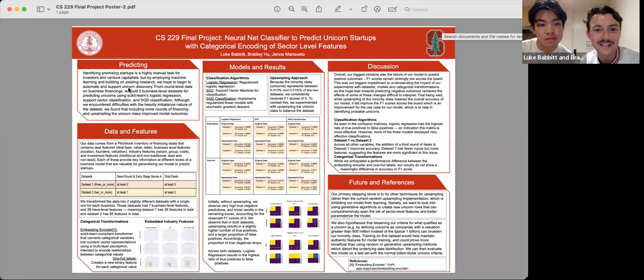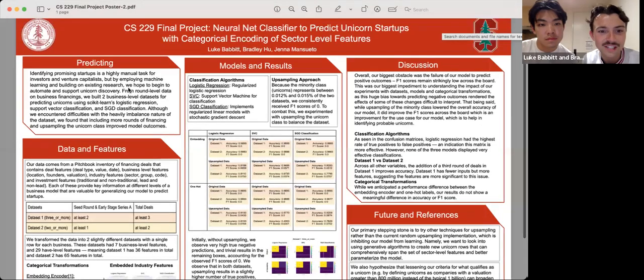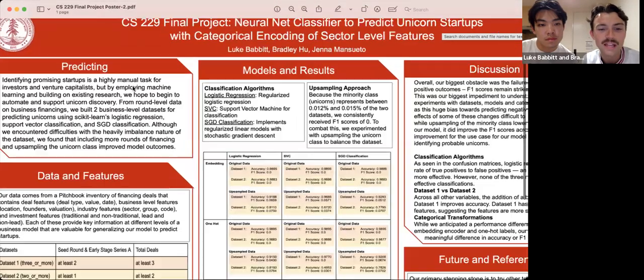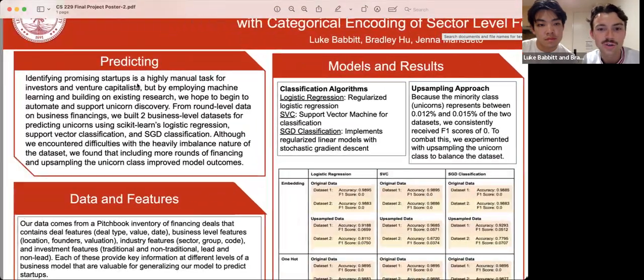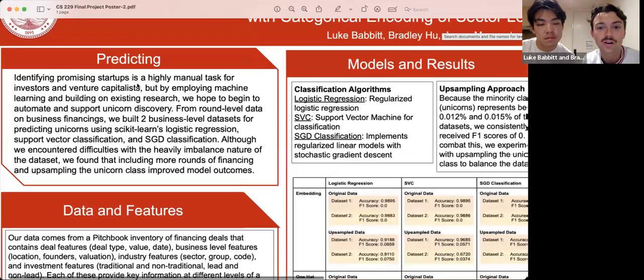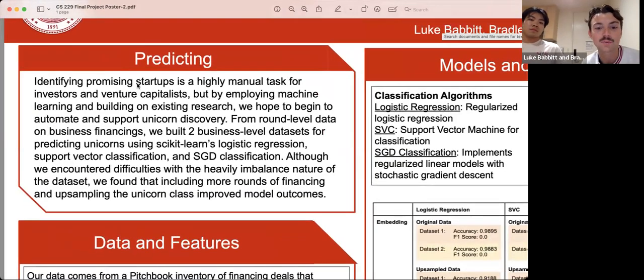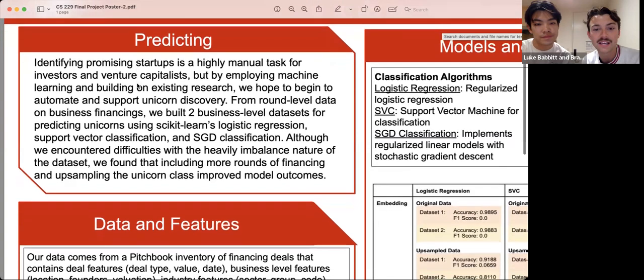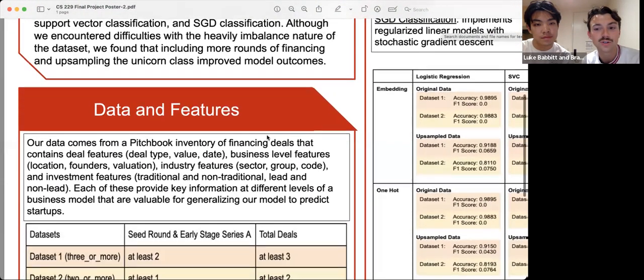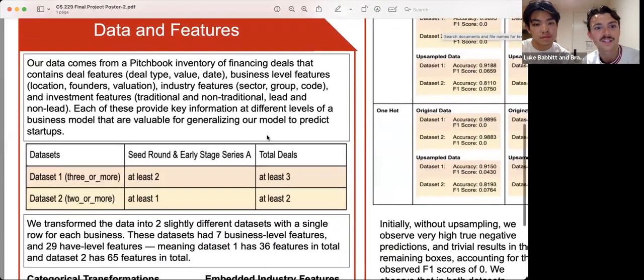So just beginning with an overview of our project. We wanted to use machine learning to look at early level companies and try and predict whether they would reach unicorn status. We employed a variety of classification algorithms and also did some feature engineering as well as looking at sector level data. And ultimately, we were able to run quite a few experiments on this question.